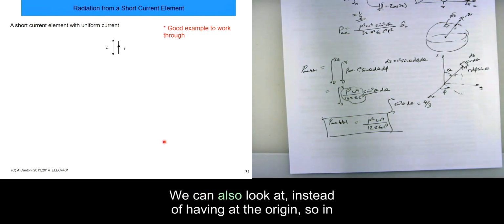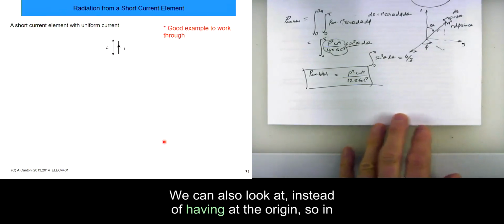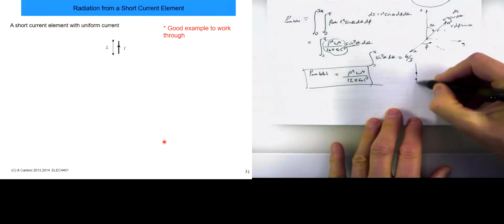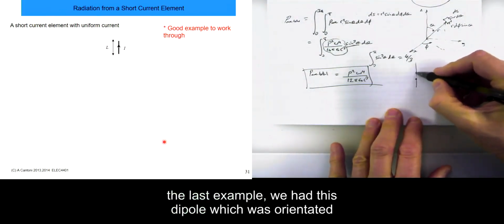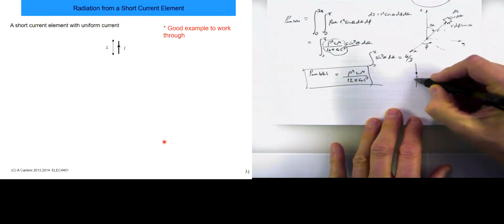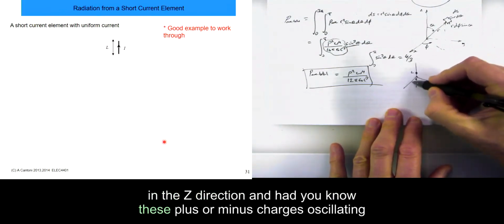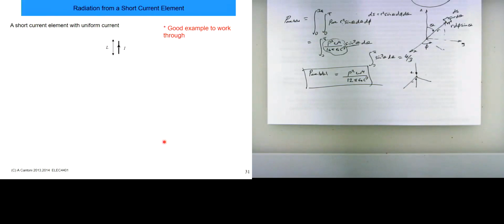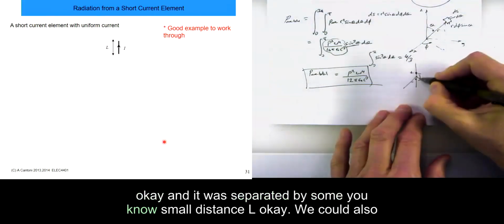We've also looked at a dipole. We can also look at it instead of having it at the origin. In the last example, we had this dipole which was oriented in the z direction and had these plus and minus charges oscillating, separated by some small distance L.